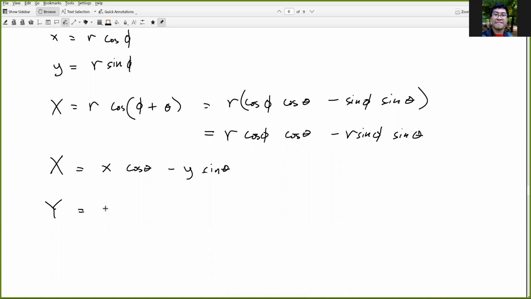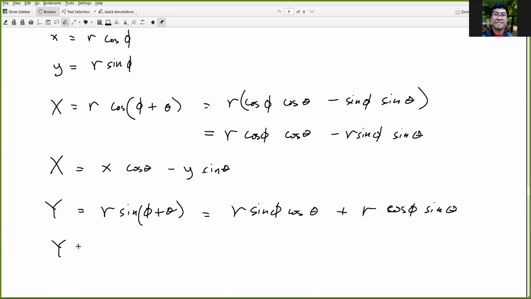For capital letter Y, that's r sine of phi plus theta, or r sine phi cosine theta plus r cosine phi sine theta. So capital Y is, since r sine phi is y, y cosine theta plus x sine of theta.